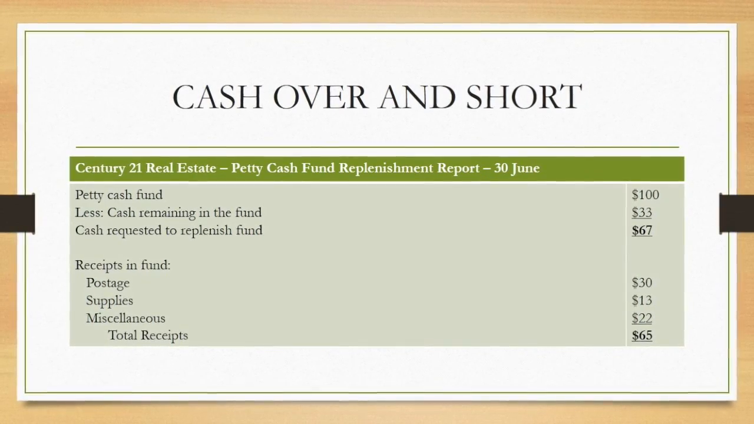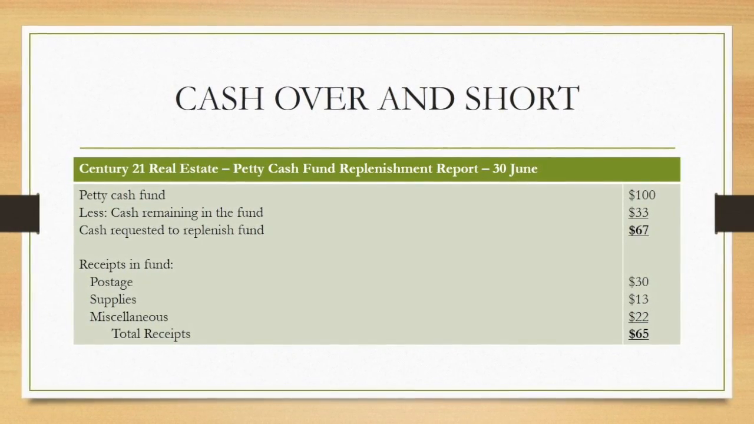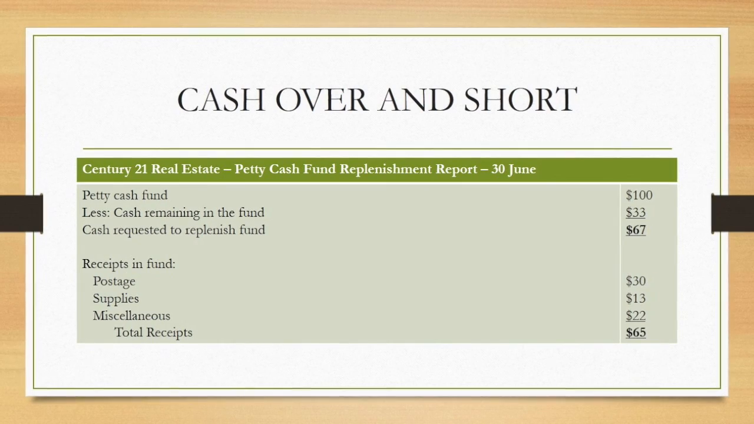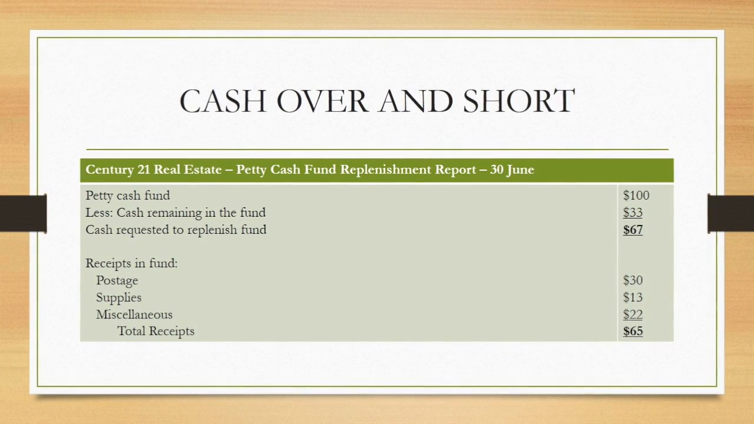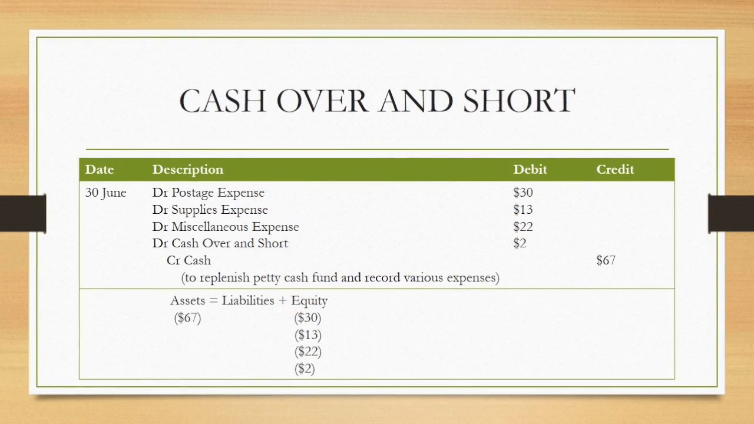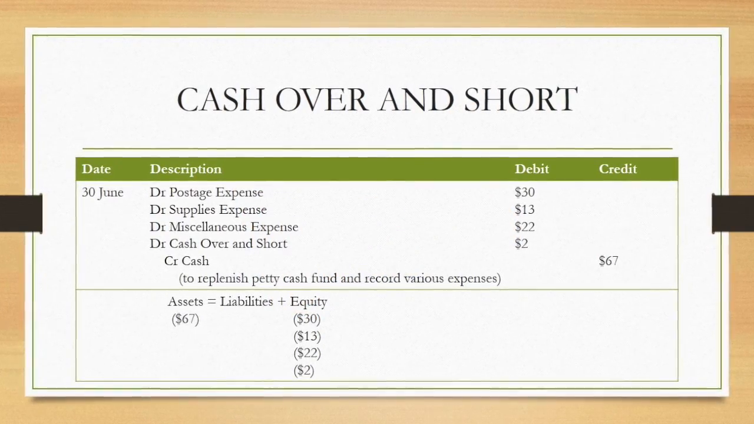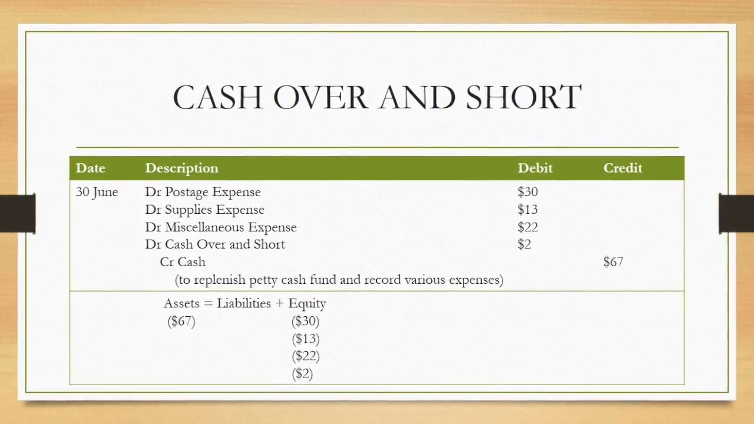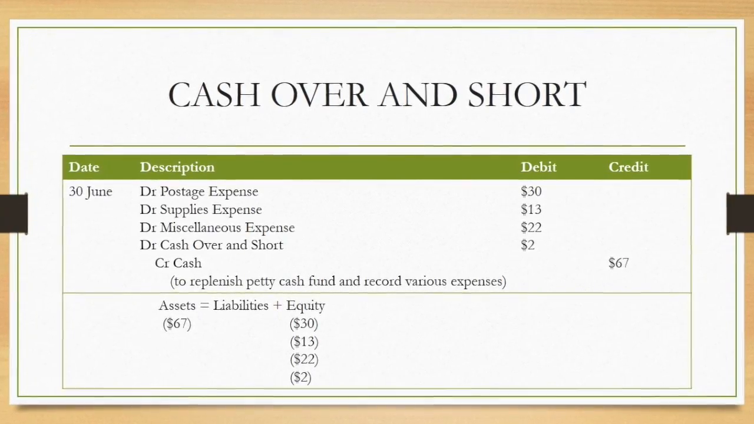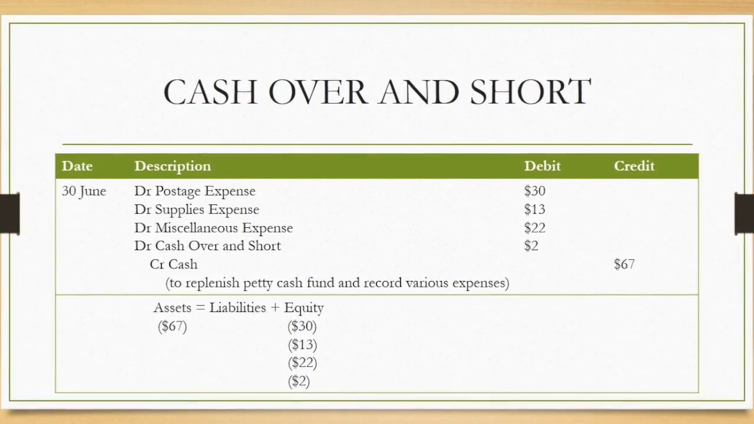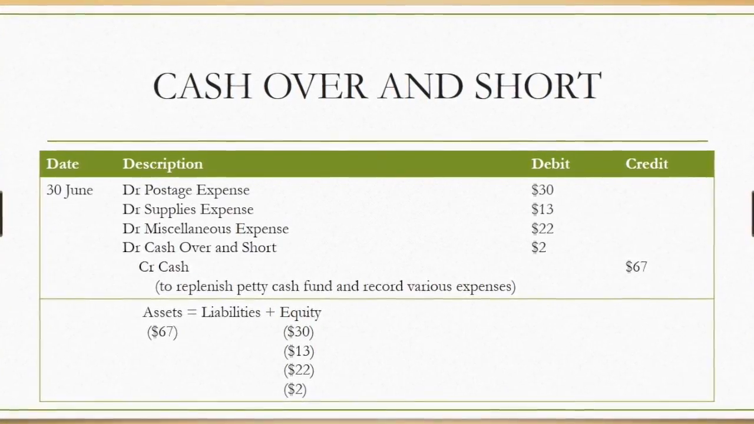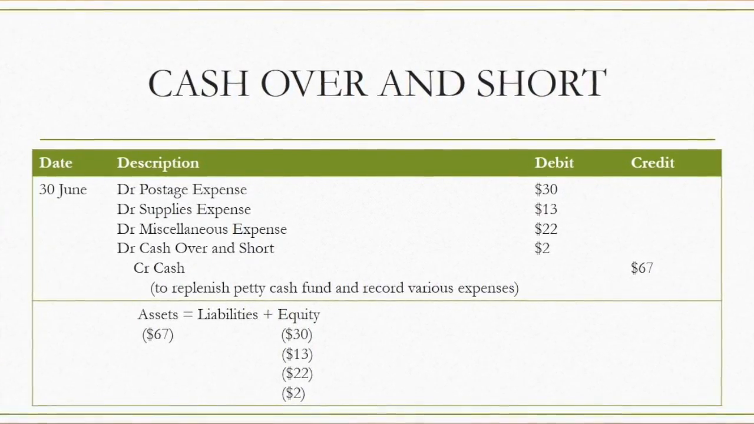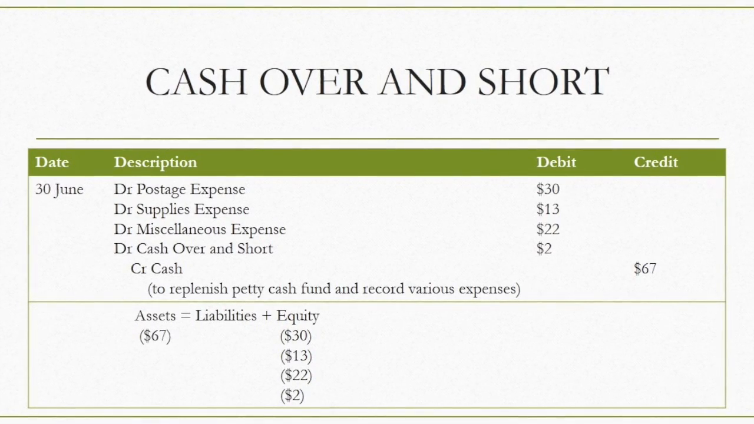So, $67 is what is requested to replenish the fund, and $65 is the total receipts, meaning we spent $2 extra. So you'll journalize this by using the cash over and short, which is an expense. So you'll be debiting postage, supplies, miscellaneous, cash over and short, which are all expenses which increase. Hence you debit them, which equal $67. Then you credit cash of $67 to indicate that assets are decreasing.